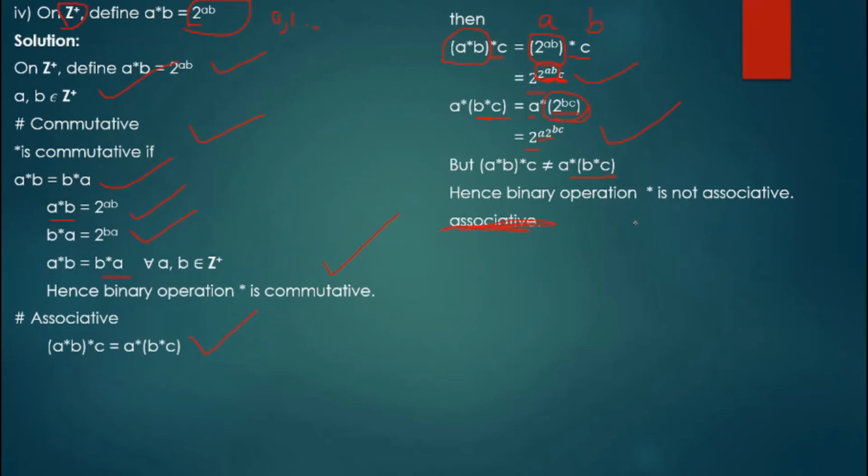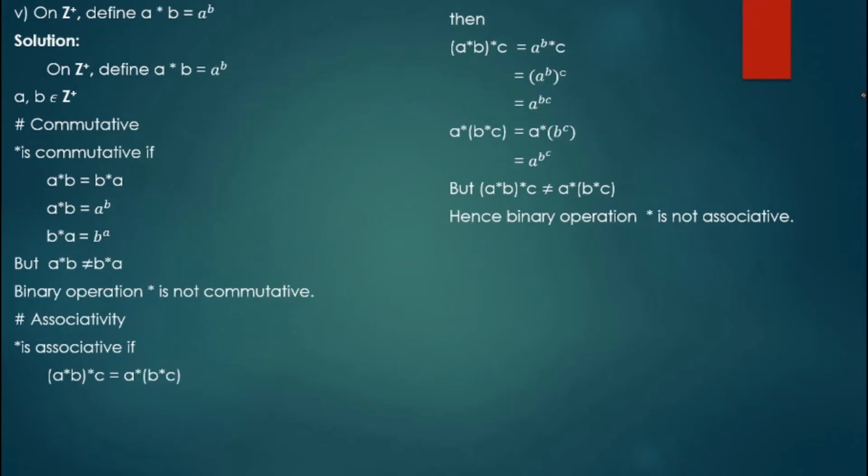No need to do it a second time. So here we have done this. Move on to the next. On Z plus, define A star B equal to A raised to B. Solution: on Z plus, define A star B equal to A to the power B. Then A, B belong to Z plus.